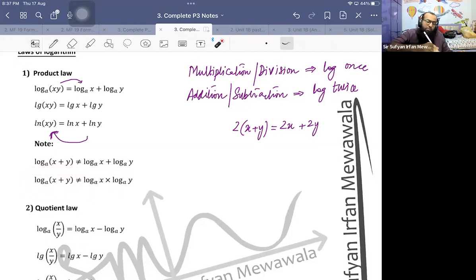So always remember that addition cannot get converted to addition. Addition can get converted to multiplication using the product law, but in addition form there has to be log twice, because in multiplication form there is log once. Then you just try to recall. The sir has explicitly mentioned and emphasized that in addition form log is twice. In multiplication form log is once.